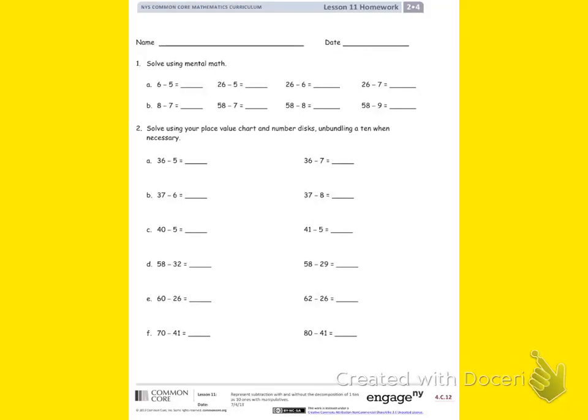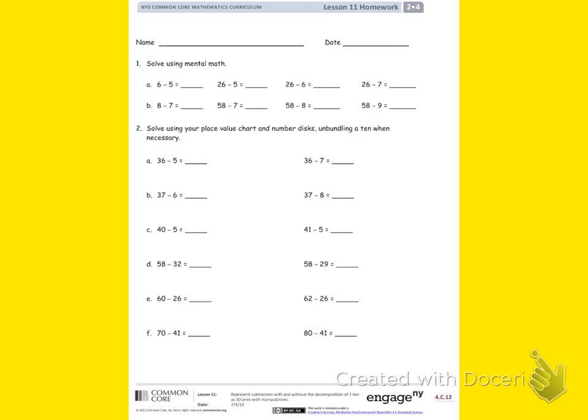Module 4, Lesson 11's objective is to represent subtraction with and without the decomposition of 110 as 10 ones with manipulatives. Item 1 says solve using mental math. I will do the first row, telling you how I'm thinking as I'm solving the problems. Maybe that will help you solve the second row.